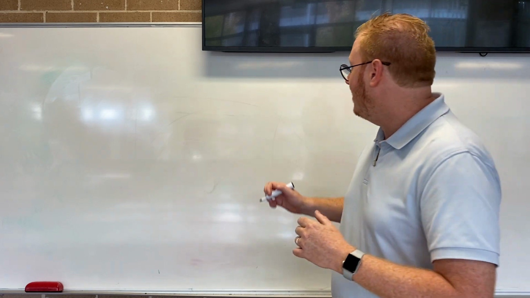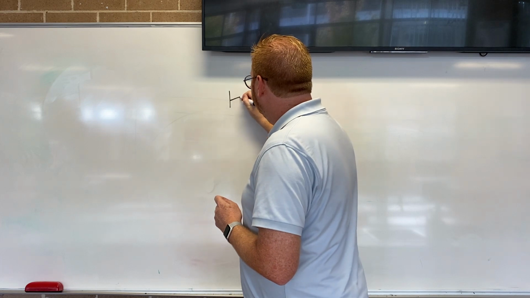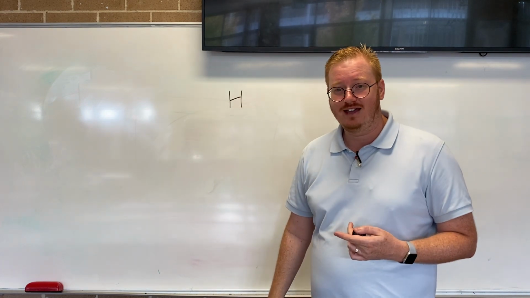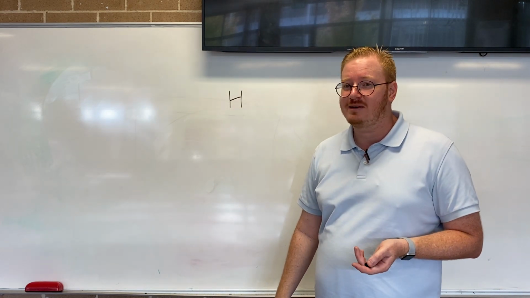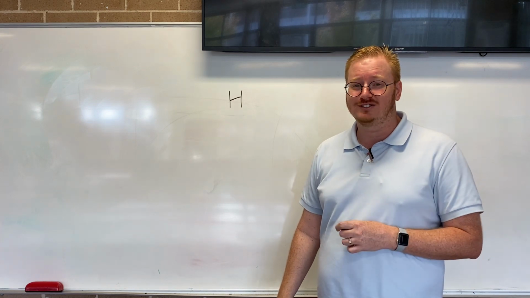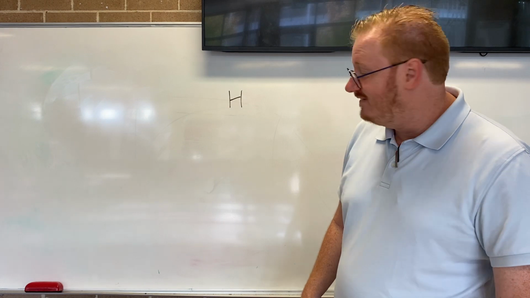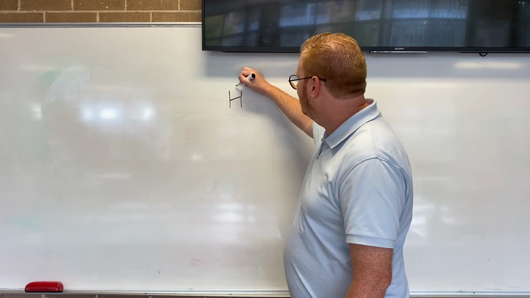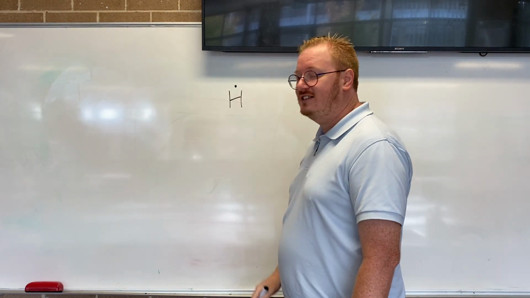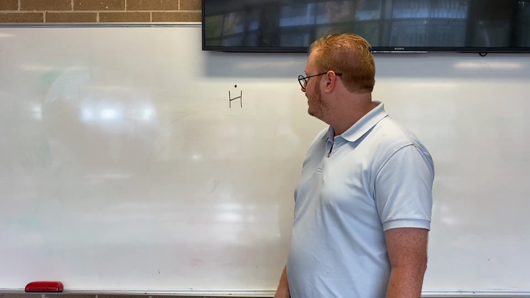Let's start with the simplest, hydrogen. Put the symbol for the atom there, and then look on your periodic table and determine how many valence electrons it has. Hydrogen should be nice and simple. One valence electron, I'm going to put it up the top there, a nice clear dot, okay?